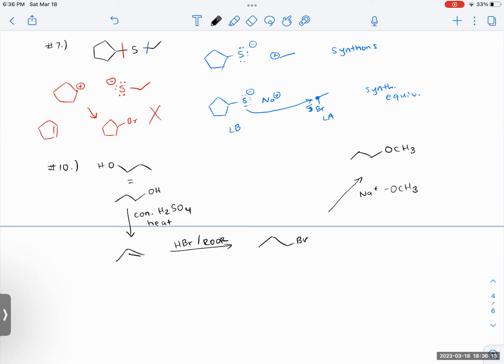Kristen, really quickly, for the alkene that you created from the alcohol, that's specifically an E2 elimination because it's a 1° alcohol, right? Okay, and if it was a 2° alcohol, or an alcohol connected to a 2° carbon, it would be an E1 elimination, right?